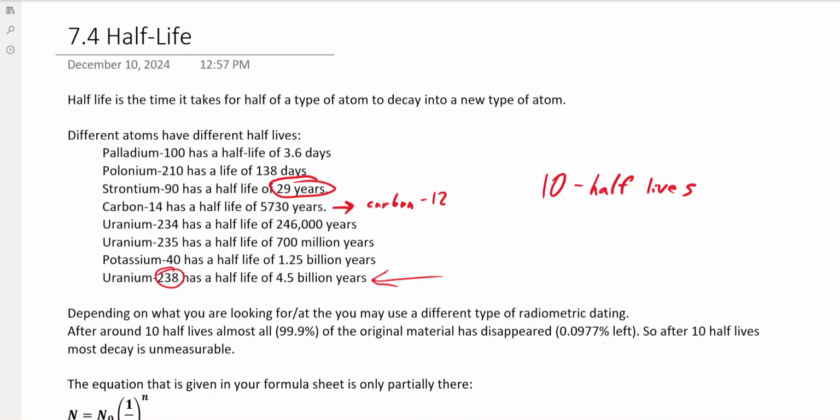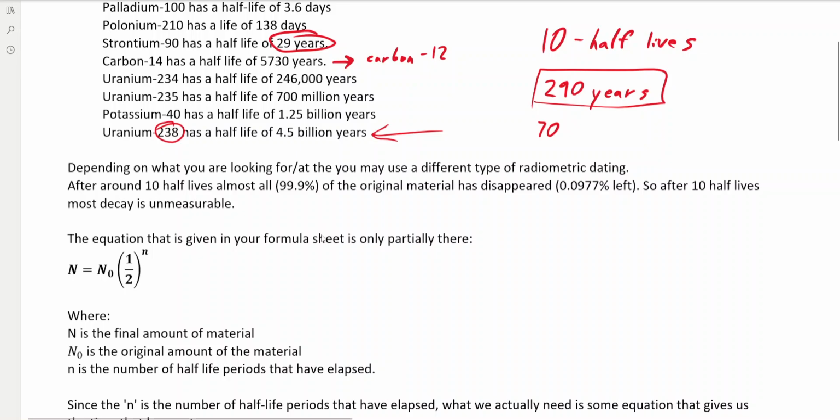But 10 times 29 is 290 years. Because it was the 50s and 60s, it's been about 70 years. So that means maybe 2.5 half-lives have transpired already since then, but not nearly enough to get most of it gone. Well, more than half of it's gone, but not all of it. Normally 10 is what we start calling it, where it's basically gone.